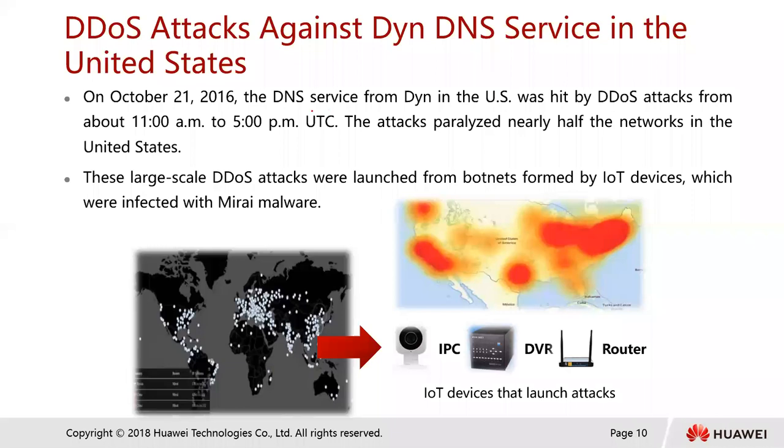So we are saying that this was a service in the US. It was hit by this attack from about 11 a.m. to 5 p.m. The attack paralyzed nearly half the network in the United States. And these large-scale attacks were launched from botnets formed by Internet of Things devices like your fridges, which are connected to the internet, or like your TVs, your smartwatches, and all other gadgets that you connect to the internet, which were infected with the Mirai malware.